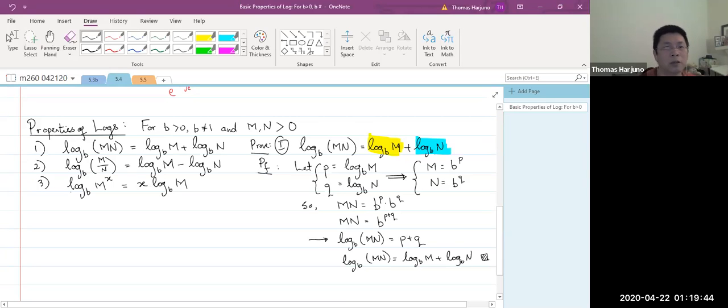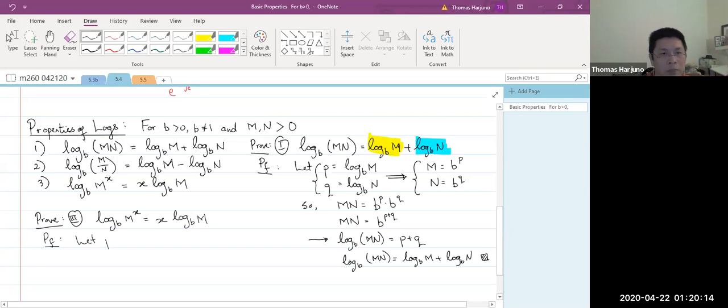Let me prove number 3 here. Proof number 3: log base b of m to the x equals x times log base b of m. Now you will see the proof is quite similar, but not super similar. Similar enough. I will let P be log base b of m.